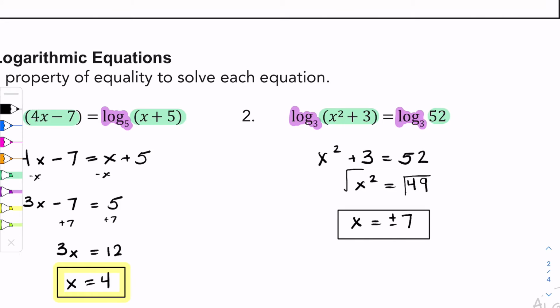Now before we finalize this, double check it in your original problem. If I substitute positive 7 into this expression, it comes out to a positive number. 7 squared is 49, plus 3 is 52. If I substitute negative 7 into that expression, I get negative 7 squared, which is still positive 49. So we are good. Both of these numbers work. They are both your solutions.